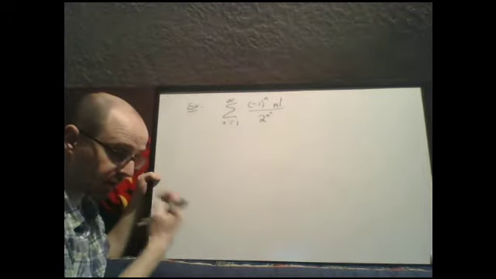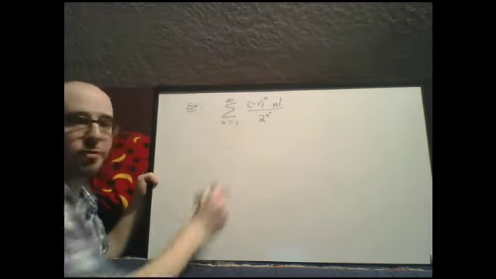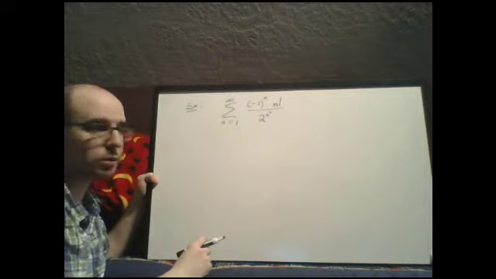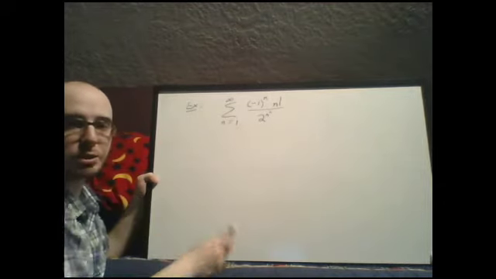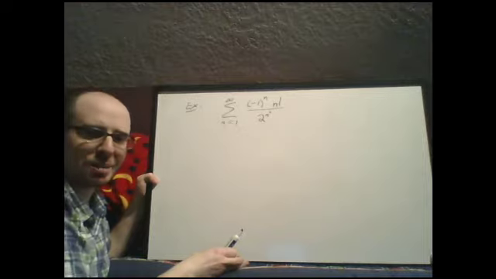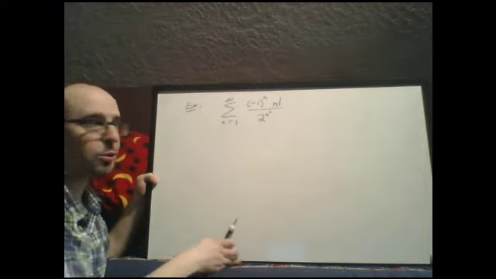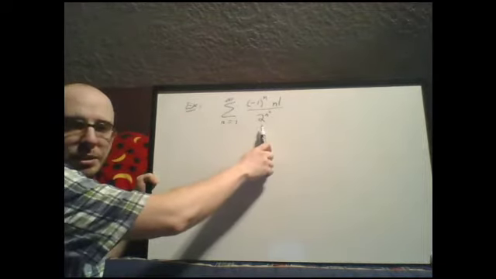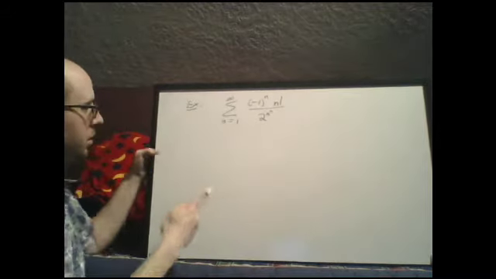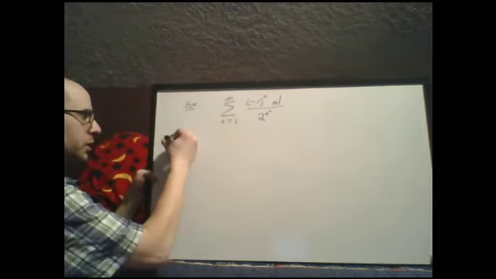Okay, so this one's fairly straightforward. That n factorial suggests ratio test. 2 to the n squared might tempt you to use a root test, but you don't need a root test because there's no n in the base. All right, so I'll use the ratio test.